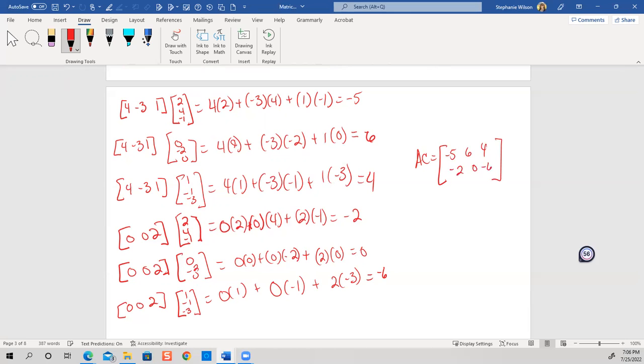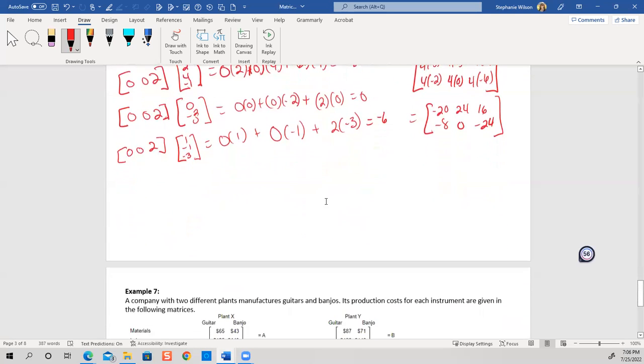Now that I know that, I can say, okay, well, what is 4 times all that? Because that's what it asked for. So I'm going to say 4 times all this. So now I got 4 times -5, 4 times 6, 4 times 4, 4 times -2, 4 times 0, 4 times -6. So now I have -20, 24, 16, -8, 0, -24. All right, so now that I know all the parts, I'm going to put it together.